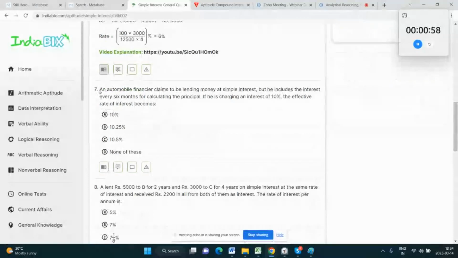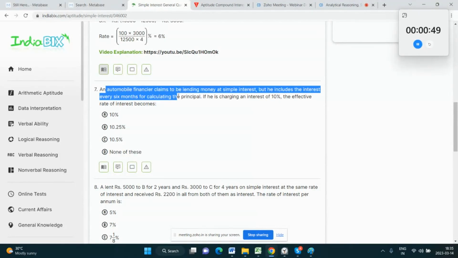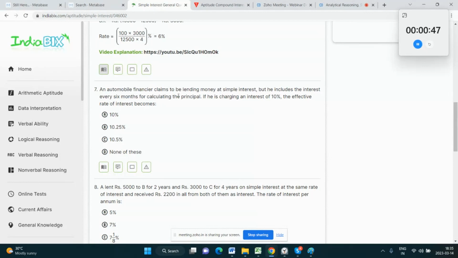An automobile financier claims to be lending money at simple interest. But he includes the interest every 6 months for calculating the principal.